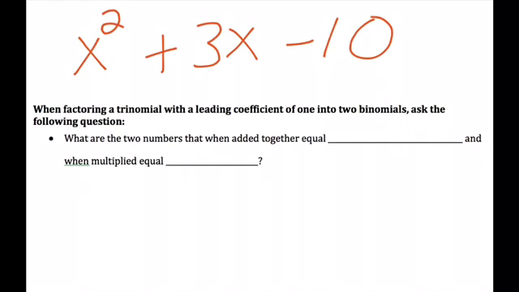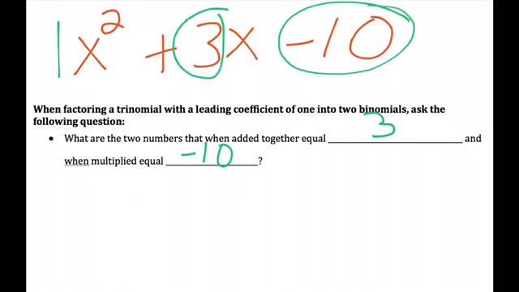Okay, so if I have x squared plus 3x minus 10, let's go ahead and read this question here. When factoring a trinomial with a leading coefficient of 1, all that means is that this right here has a 1. That's a leading coefficient of 1. Into two binomials, ask the following question. What are the two numbers that when added together equal 3 and when multiplied equal negative 10? So what are the two numbers that when added together give me this 3 and when multiplied give me the negative 10?